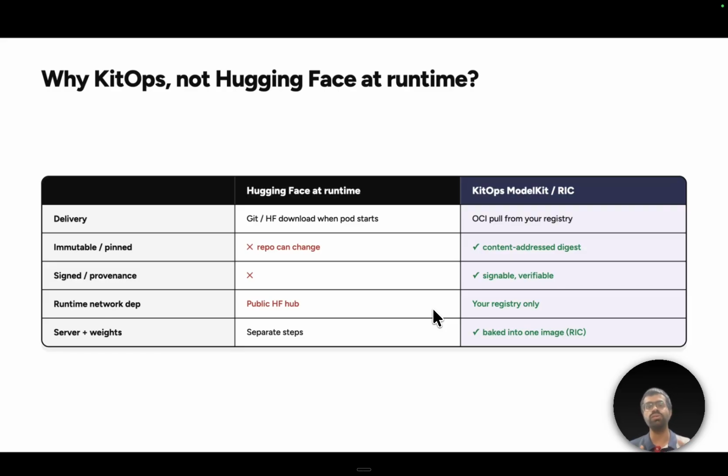There's no runtime dependency on a public hub being up, which means that your cluster's image pull path is the only way to reach it. Model kits are also signed and their provenance is verified, so you can attest exactly what's inside the model kit. This matters enormously for an AI supply chain, which is the newest and the softest attack surface in most organizations. And with one artifact, with the server and the weights, especially if you're using the rapid inference container, there's no need to download weights at startup.